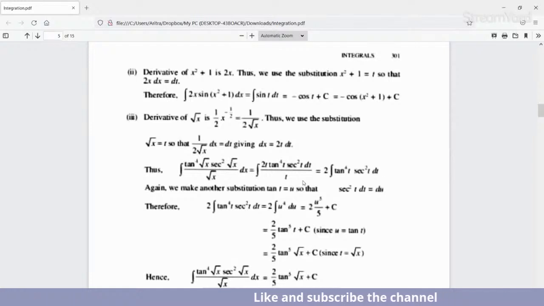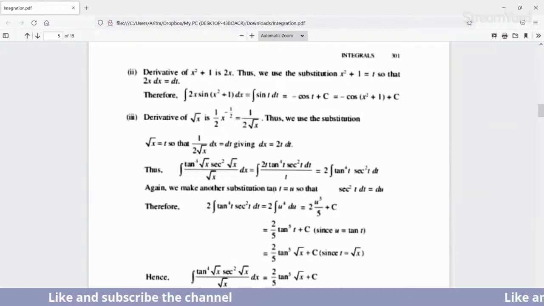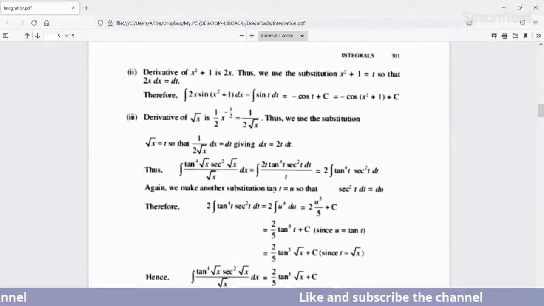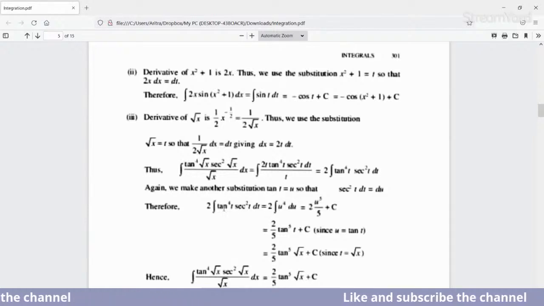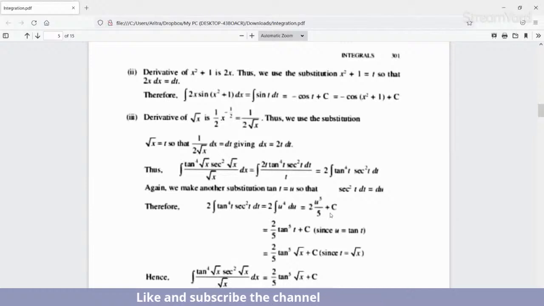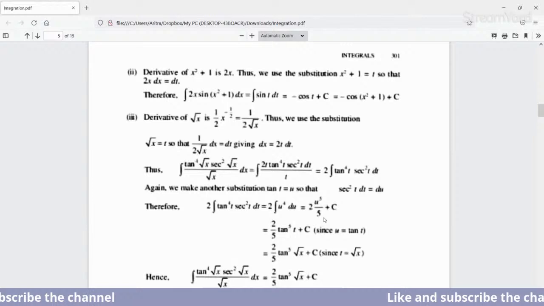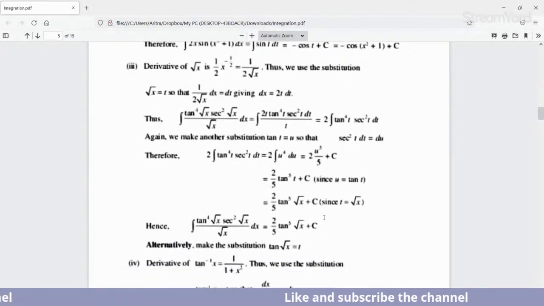Substitution of what? Sec square t dt is du. Why? Because you have to take tan t equal to u, since we have learned in the integration formula that differentiating tan t gives sec square t dt. See how much they have simplified it. They have totally transformed this into u to the power 4 du, and this into 2. Then the final answer is 2 into u to the power 5 by 5 plus c, and they just replace the value of u with tan root x, and they got the answer.